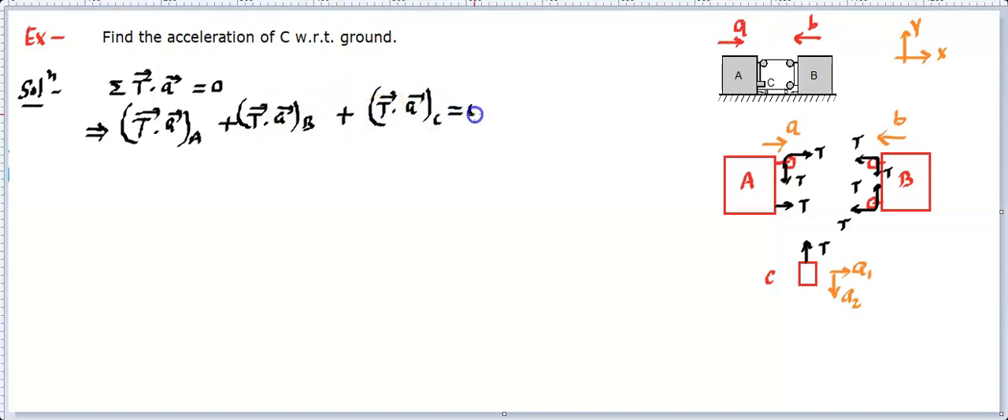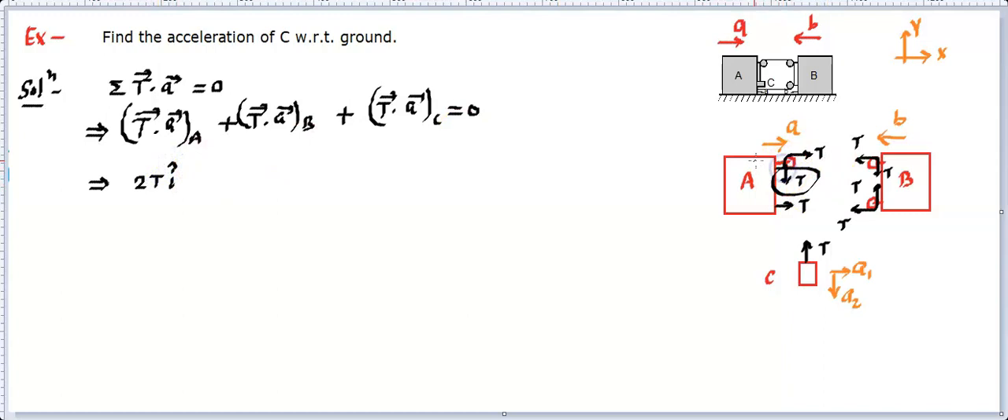And this must be equal to 0. Let's see what is the total tension acting on the block A and what is this dot product with the acceleration. So this is the total tension acting. Can we say the total tension in terms of vectors is going to be T plus T, that is 2T in the i cap direction. So 2T in the i cap direction.